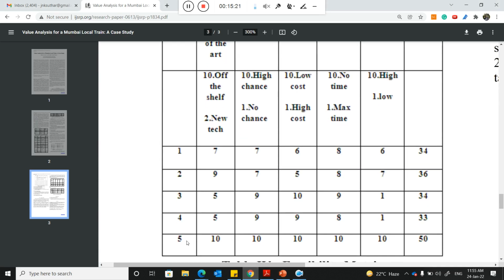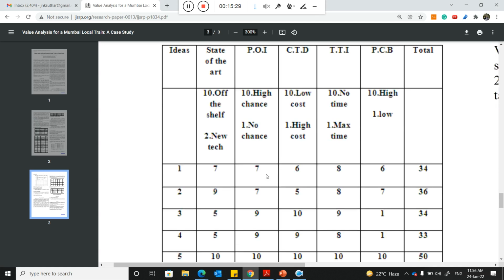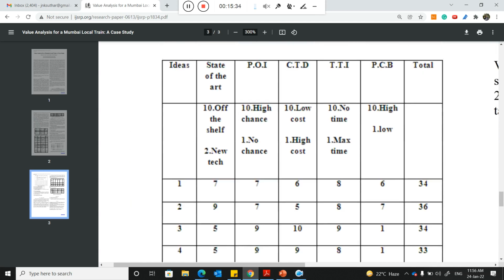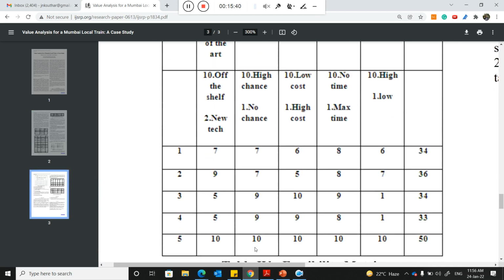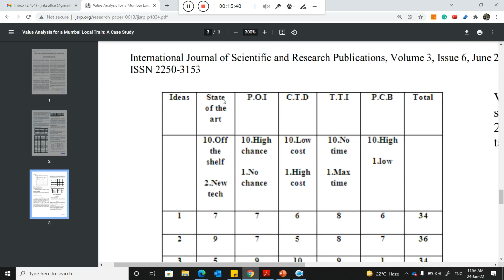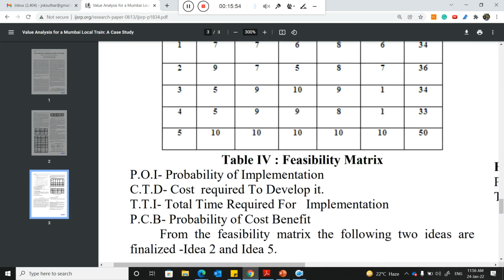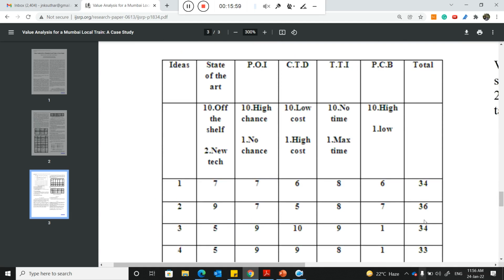Here you can see a total of 5 ideas were generated in that brainstorming process, and with respect to them they identified the probability of implementation. That number is given from 1 to 10, where 1 means less feasible and 10 means highly feasible. Okay, so here 10 shows highly feasible. The next one is the CTD, meaning the cost required to develop it. That is again mentioned here, and on the basis of that they identify the total.